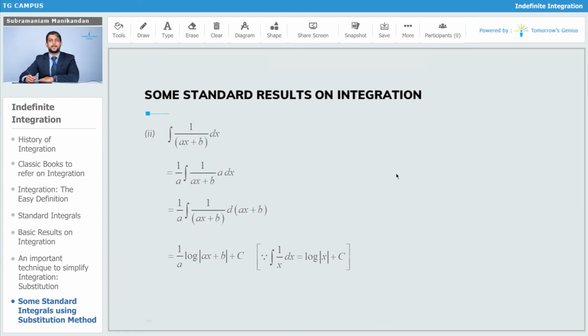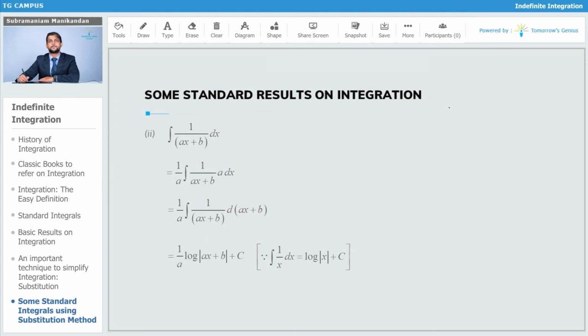Next, 1 by ax + b. Again, a and b are constants here, so again we introduce the a, so you get a dx. Therefore the integration of 1 by (ax + b) equals 1 by a times the integration of a by (ax + b) times dx. We can write a dx as the derivative of ax + b, that is d of (ax + b) upon (ax + b). That gives us log of whatever the function is, so log of (ax + b) plus the constant of integration.